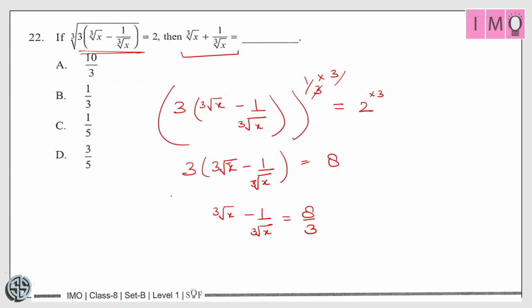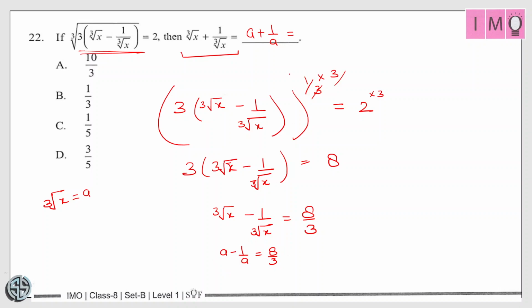How will we solve this? Because this is a cubic root, it will make problems. So what I'm doing is assuming the cube root of x as a. Okay, so we can write it as a minus 1 upon a equals 8 upon 3. Now you have been asked what is the value of a plus 1 upon a, right? So you can solve that very easily.